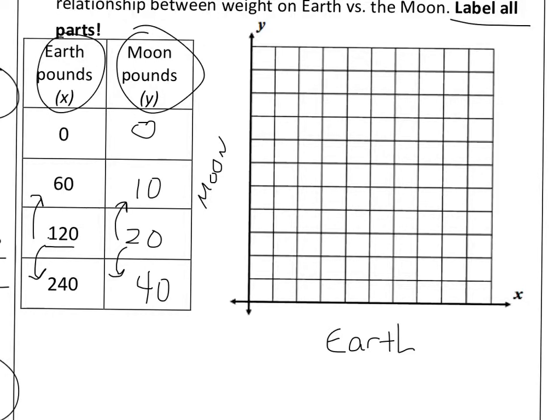On the Earth I have to go up pretty high, all the way to 240. I might go by maybe 20s, maybe 30s. Well, let's try 30s. I'm going to go 30, 60, 90, 120, 150, 180, 210, and 240. On the moon, I don't have to go as big. Everything starts at 0. I'm just going to go 5, 10, 15, 20, 25, 30, 35, 40.